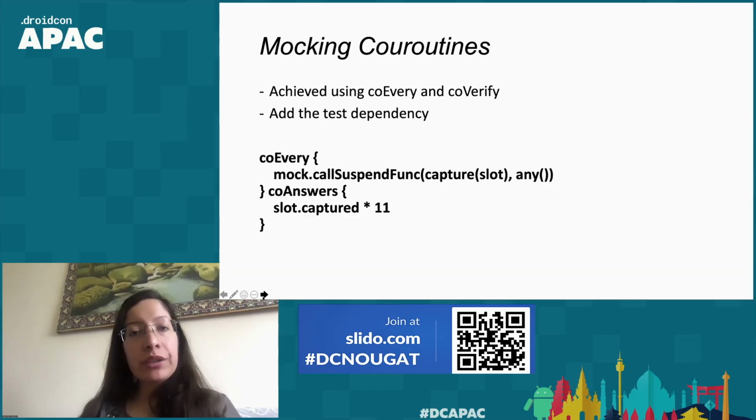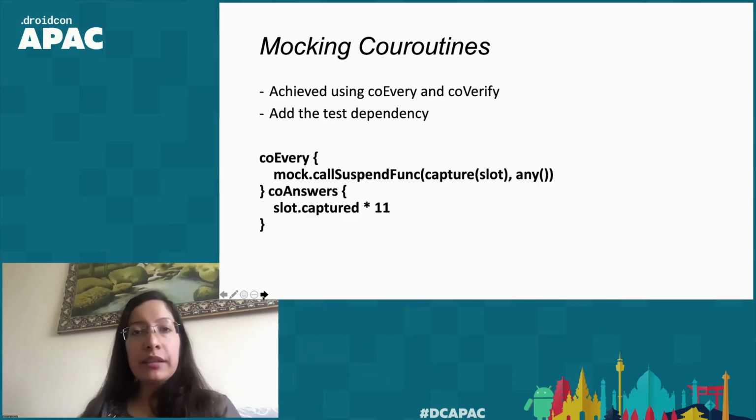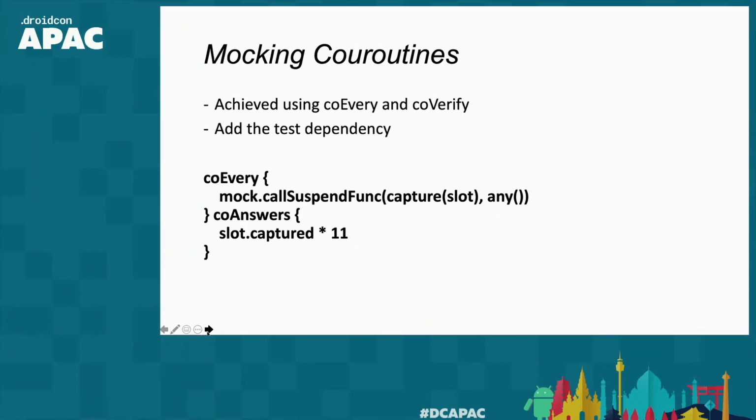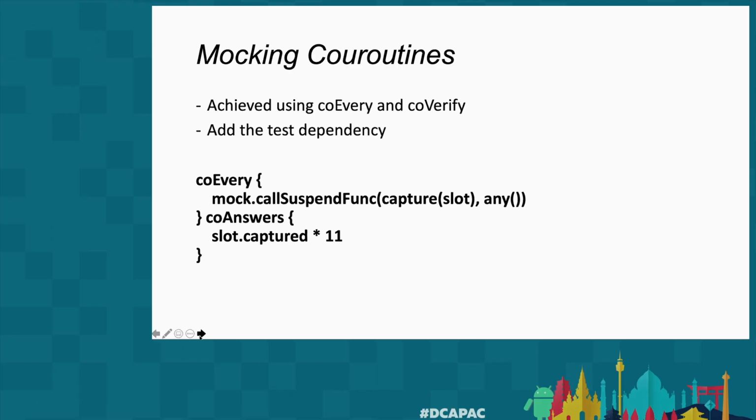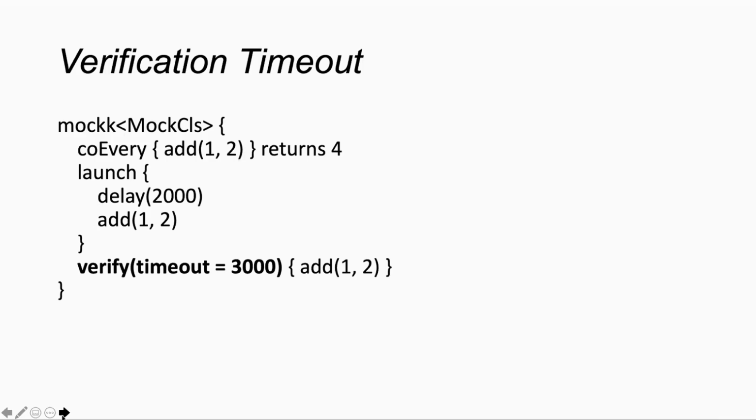Moving on to the next, mocking coroutines. Mocking coroutines is easier with MockK. Instead of every, verify, answers, we use coEvery, coVerify, coAnswers, and we need to add the coroutines test dependency. After that, you can see in the snippet, I'm mocking the suspend function call using coEvery, and I specify the mock result in coAnswers. You can also verify that calls have taken place within a certain time limit when you use the timeout attribute with verify. You can specify the time in milliseconds. Here it's 3 seconds, which corresponds to 3000 milliseconds.